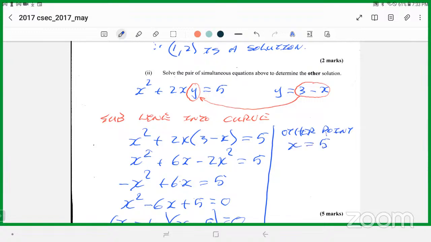I'm going to plug the 5 into the line equation there. So y is equal to 3 minus 5. y is equal to negative 2. So the other point is (5, -2).